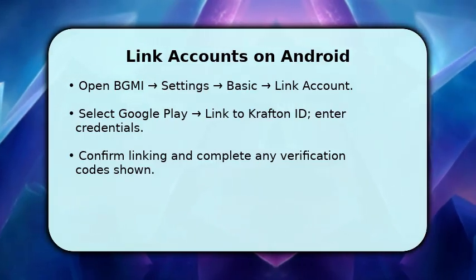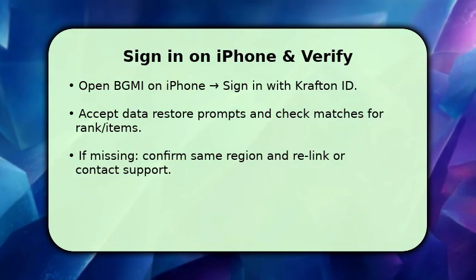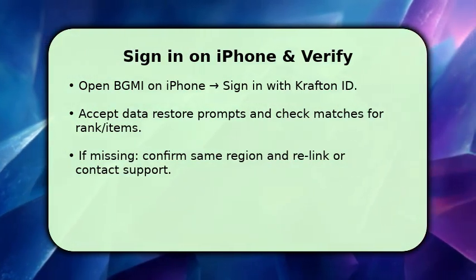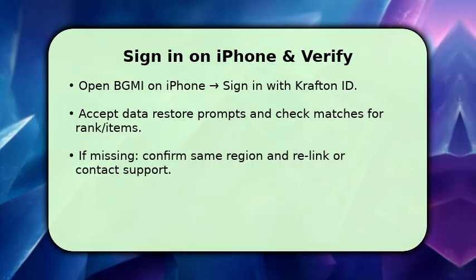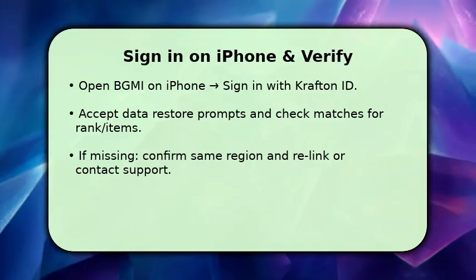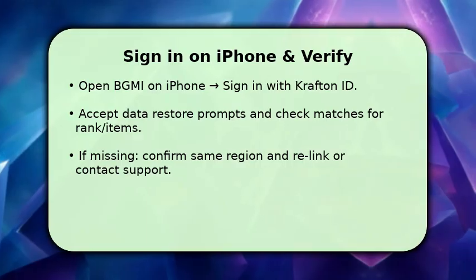Now, on your iPhone, launch BGMI and choose Sign In with Krafton ID. Use the same credentials you linked on Android. When prompted, accept the restore of your profile and wait for Cloud Sync to populate rank, inventory, and stats. After sync, verify key items and settings, then adjust controls and sensitivity for iOS.